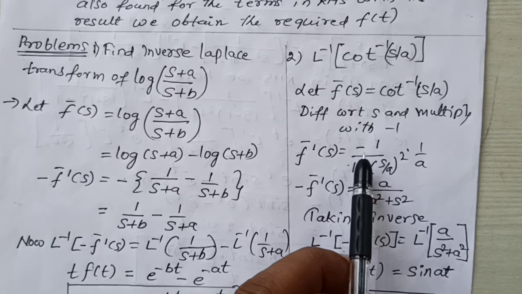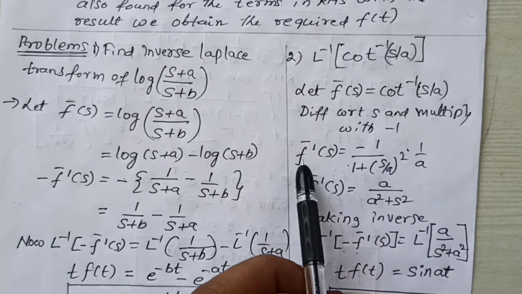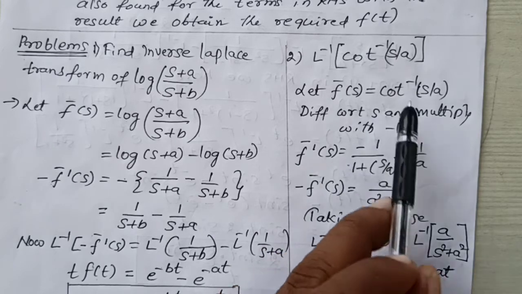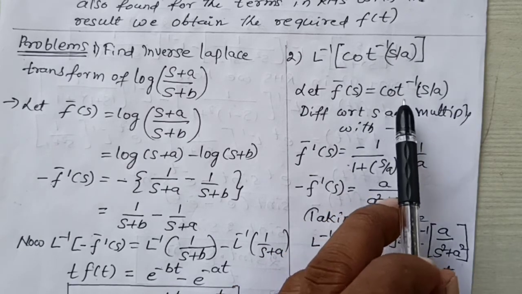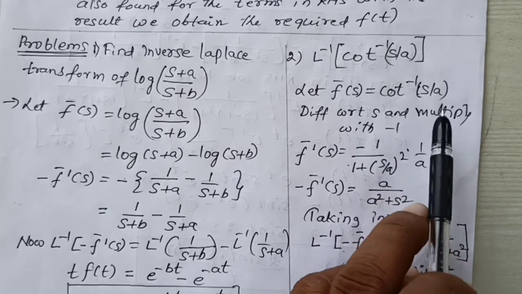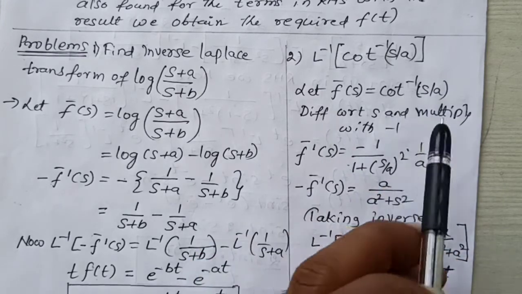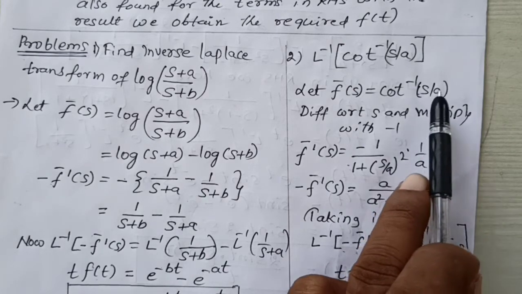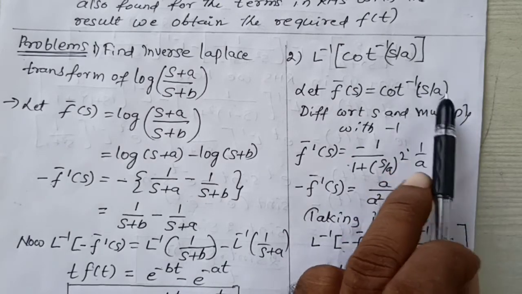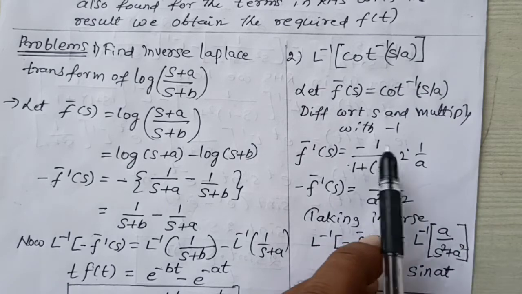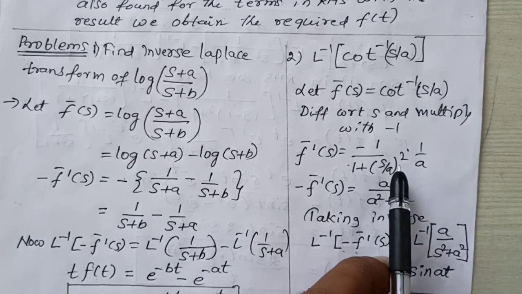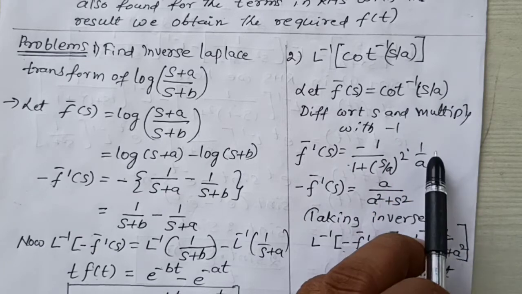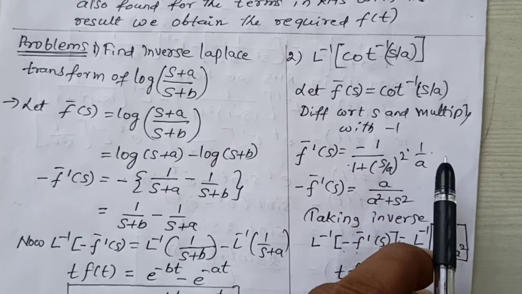So here, only differentiation: f dash bar s. The differentiation of tan inverse x is 1 upon 1 plus x square. For cot inverse x, it is minus 1 upon 1 plus x square. Now x is s by a, so it is minus 1 upon 1 plus s by a the whole square, and the differentiation of s by a is 1 upon a, with d by ds of s equal to 1.